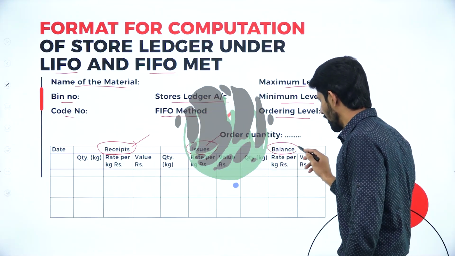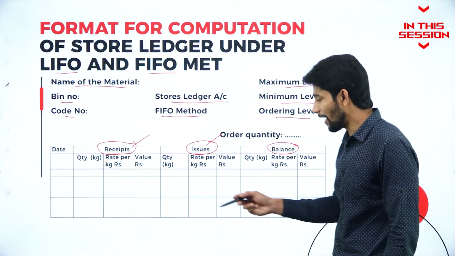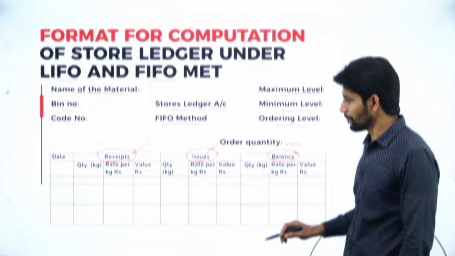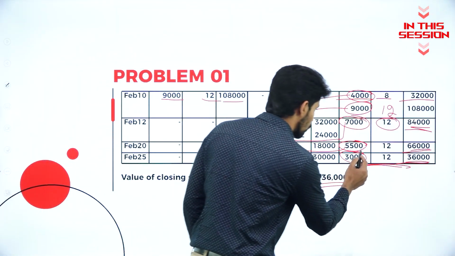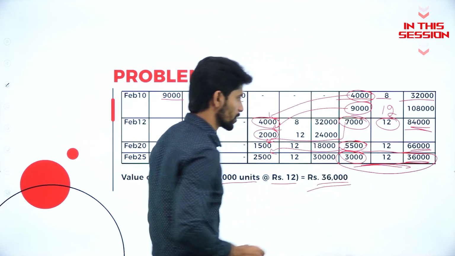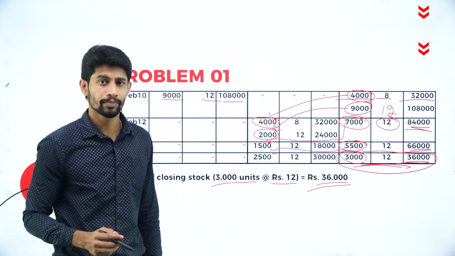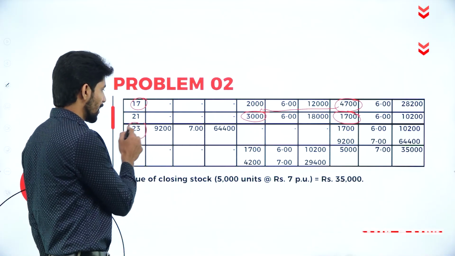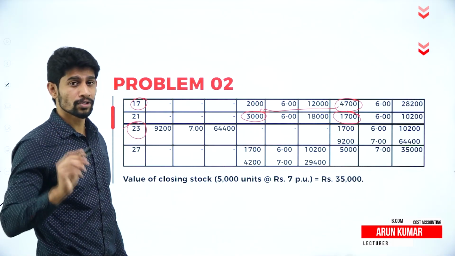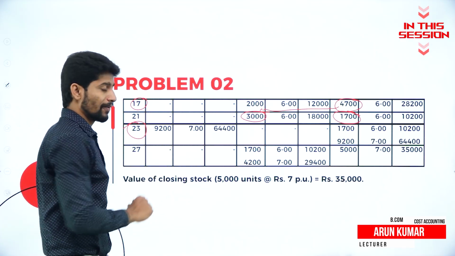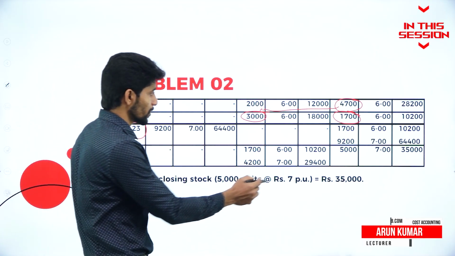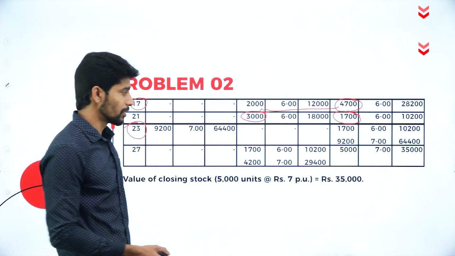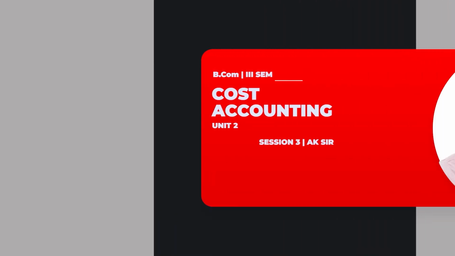Whatever the balance will be available after purchasing or after issue of the material, that balance you're supposed to write in balance column. Whatever the balance you have on the closing date, this will be the closing stock, that is 3000 units at 12 rupees per kg and 36,000 value. On 23rd Jan, they purchased 9,200 units at 7 per unit. So first write 1700, then write 9,200 units. So close the entry for the date.